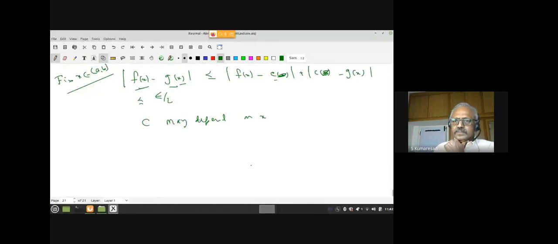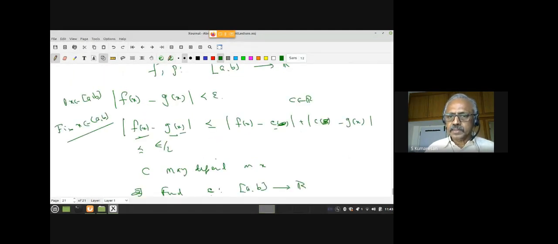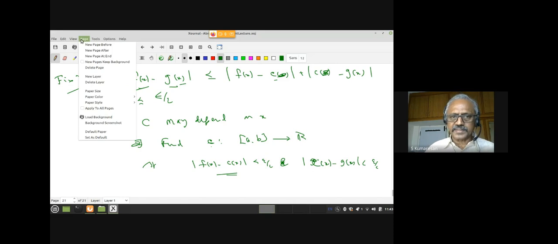Yeah, good. So that means I have to find a function C from, don't think of it as a constant now, C to R, so that mod fx minus cx is less than epsilon by 2 and mod cx minus gx is less than epsilon by 2. Okay, now I am writing a C. Yeah, but something much worse can happen, but I will come to that later.